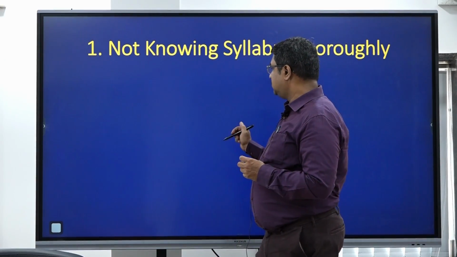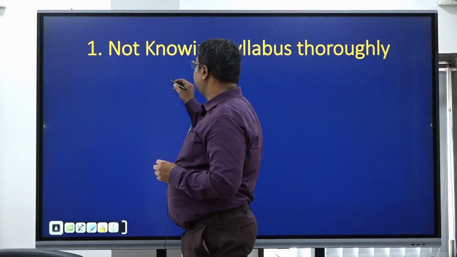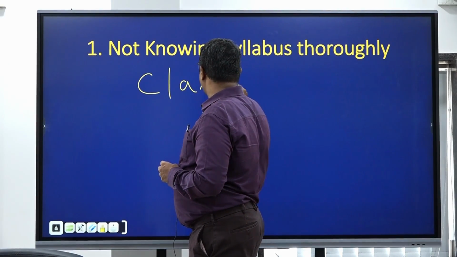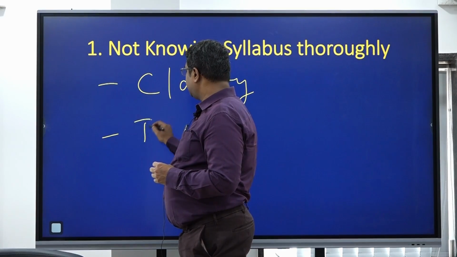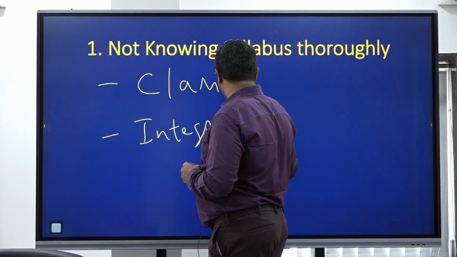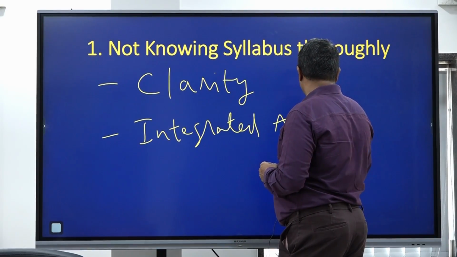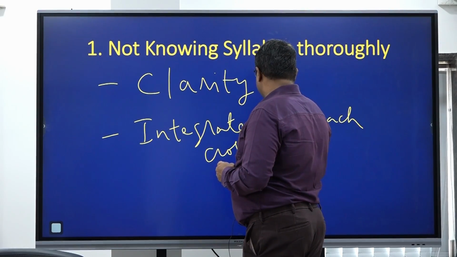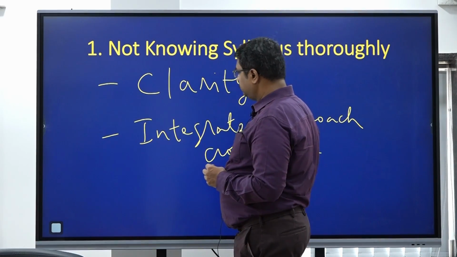So you should be thorough with the syllabus. That will give you a kind of authenticity and clarity as to where you are operating. First of all, you know this clarity, where you are exactly operating, and something like, as I told you, an integrated approach, or these kinds of cross linkages. In this integrated approach, you will be dealing with these cross linkages, right?